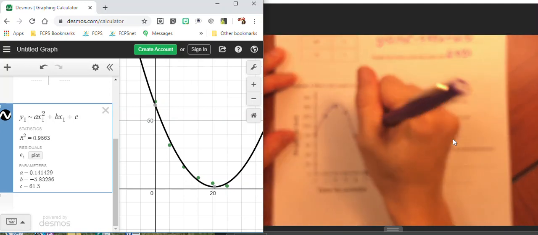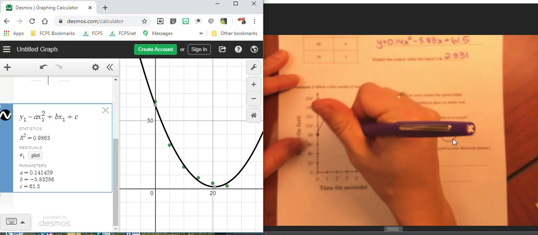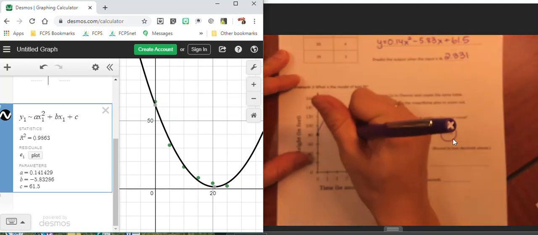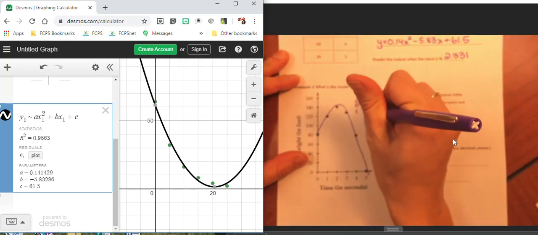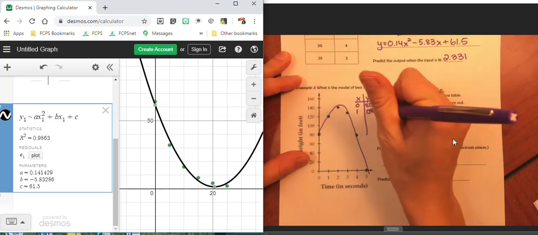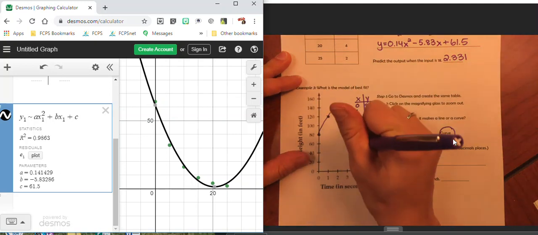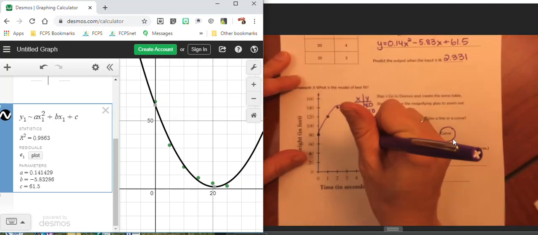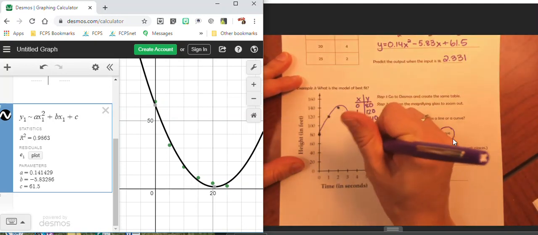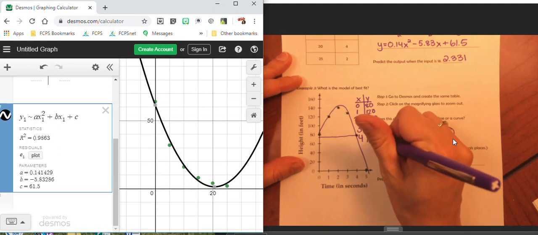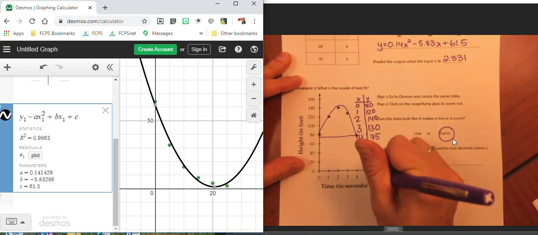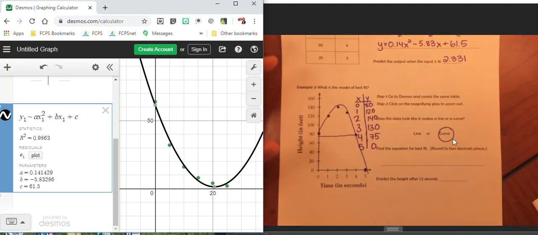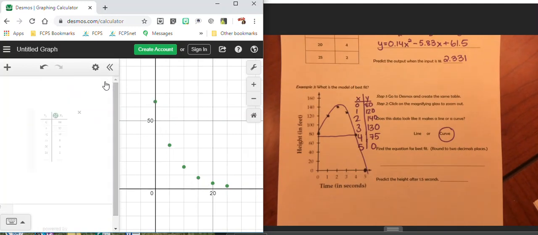So the first thing I'm going to do before I put it into Desmos is make a table. So 0, 80, approximately 1, 120, 2, 140, maybe 3, 130, 4, it's close, so maybe 75, and then 5, 0. So this is the data set I'm going to put into Desmos.